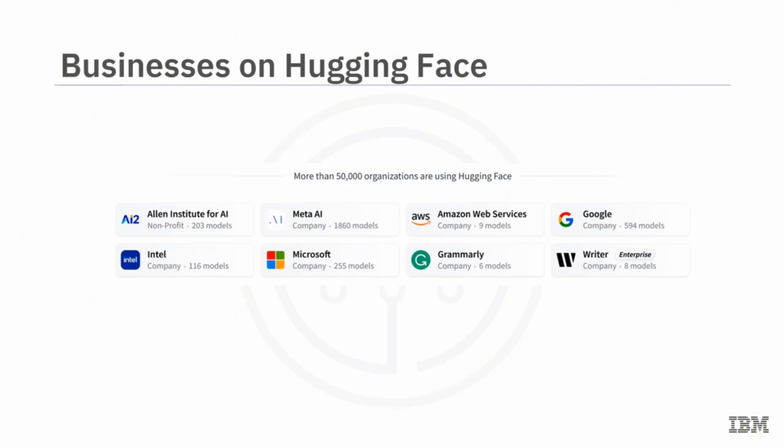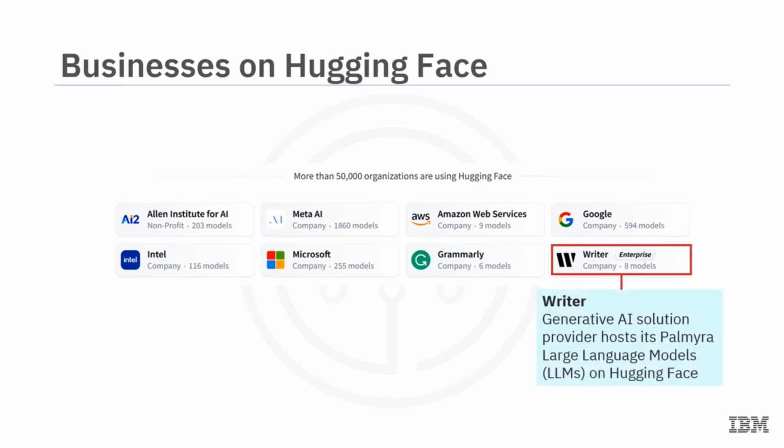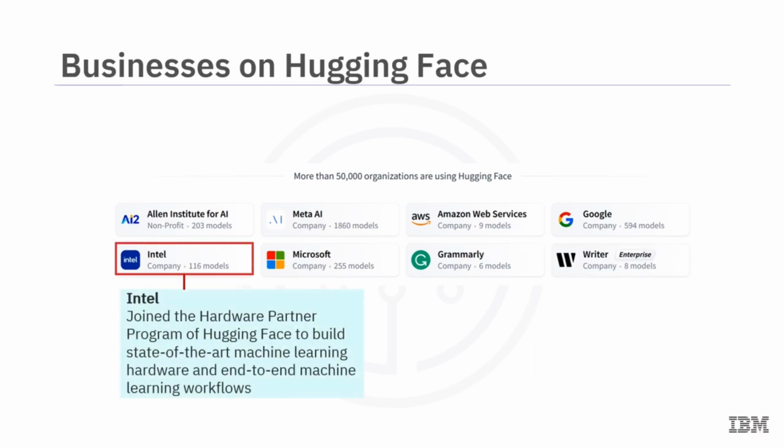More than 50,000 large and small companies actively use Hugging Face. For example, Writer, a generative AI solution provider, hosts its Palmyra large language models, or LLMs, on Hugging Face. Intel has officially joined Hugging Face's hardware partner program and is collaborating with Hugging Face to build state-of-the-art machine learning hardware and end-to-end machine learning workflows.